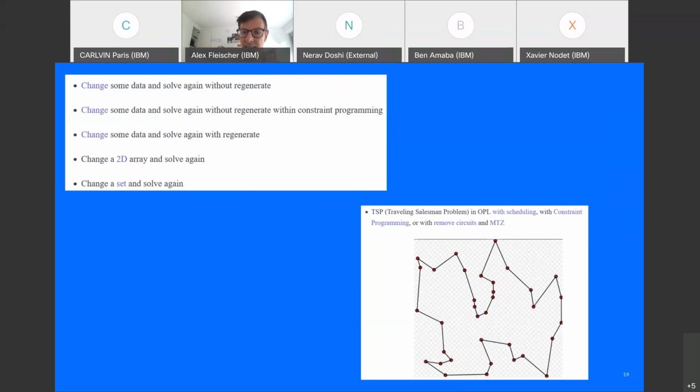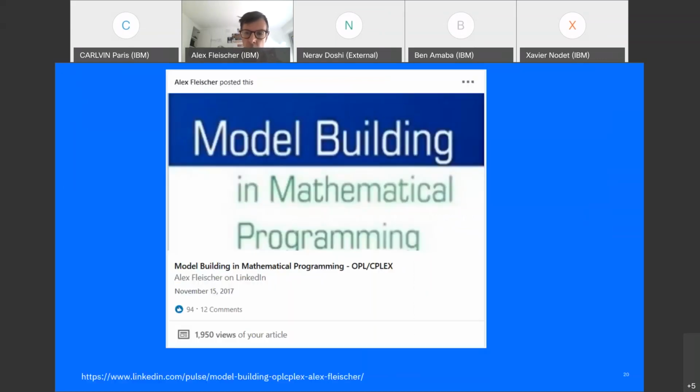Or some tricks to start with traveling salesman problem with many different techniques, constraint programming, linear programming, MTZ, remove circuits. So good ideas and bad ideas. I let you have a look at that. I also, in order to help you, wrote the models that were not in the product from the very nice book by H.P. Williams, Model Building in Mathematical Programming. So some were missing, and I wrote them, and this helped some customers.